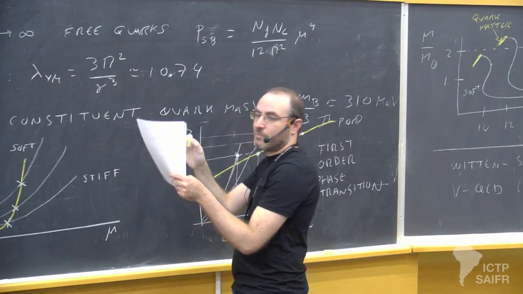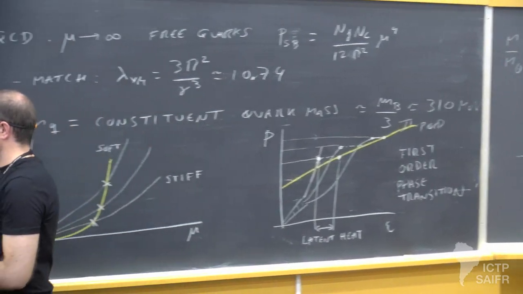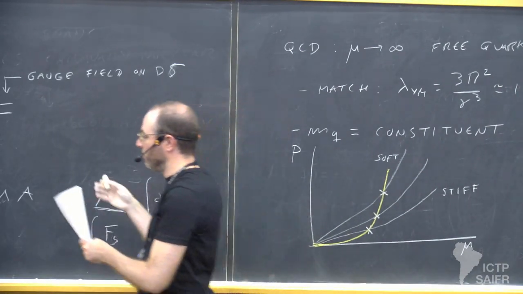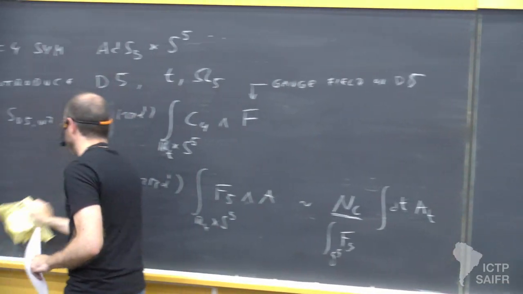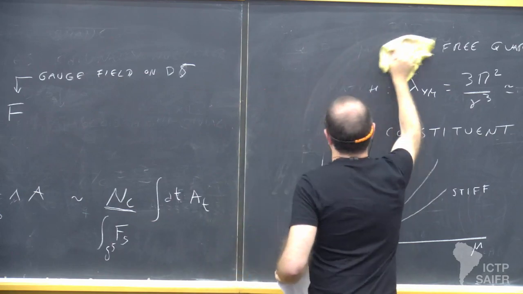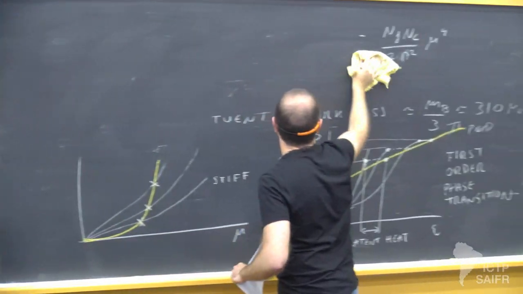But the D5 is wrapped in a compact space. So in order for this to be consistent, you need to make this flux on the D5 go somewhere else or compensate it by introducing additional charges. So the way to do this is to add NC strings attached to the D5 brane.